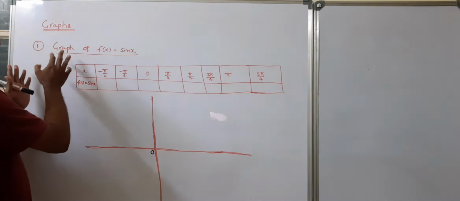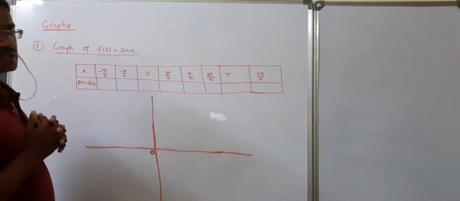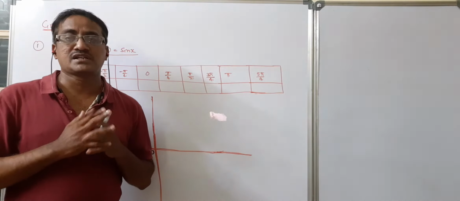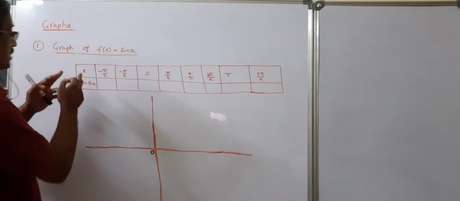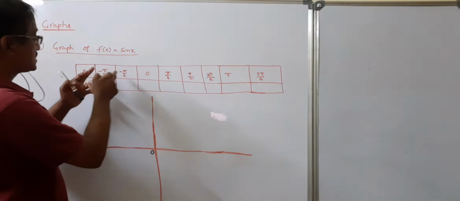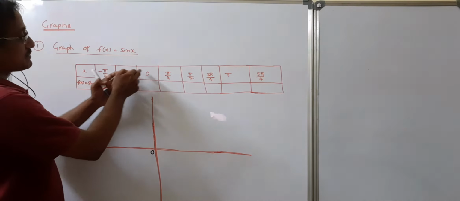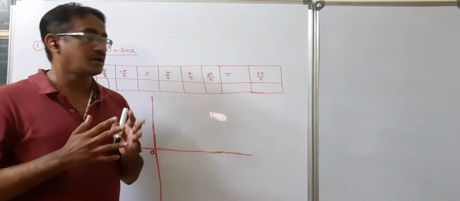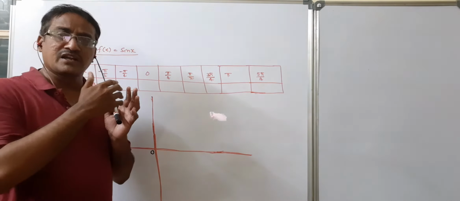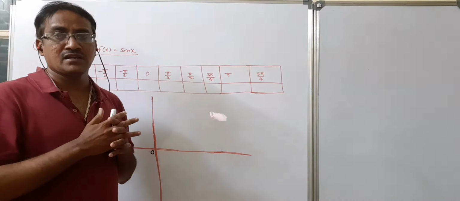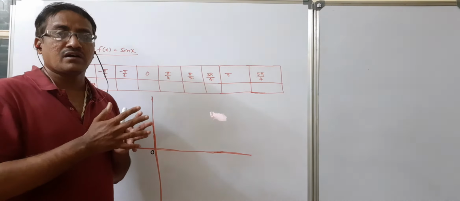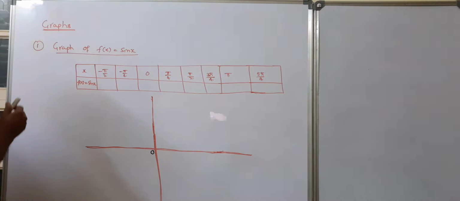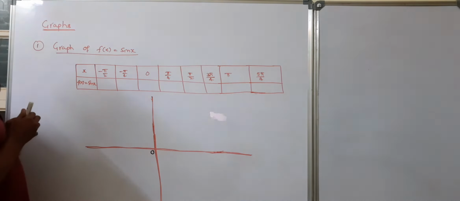We are going to draw the graph of f of x is equal to sin x. We are going to see the graph of the function sin x. So for that we have considered x values like this: minus pi by 2, minus pi by 4, 0, pi by 4, pi by 2, 3 pi by 4, pi, 5 pi by 4. And you can take as many values as you can, and you can draw the graph according to those given values. Now you have f of x is equal to sin x.